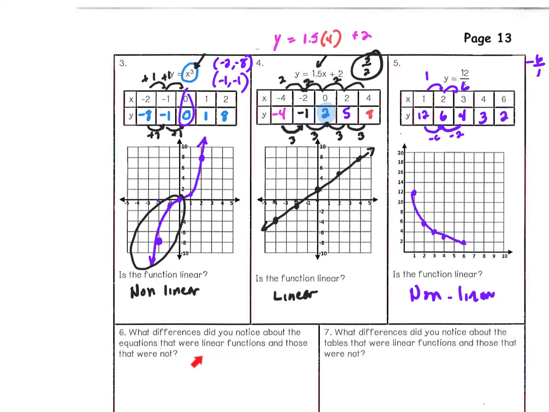Okay, would you please take a moment and spot what are the differences you noticed about the equations that were linear and those were not, and what's the difference you noticed about the tables that were linear and those were not.